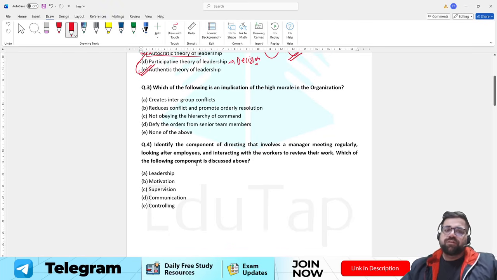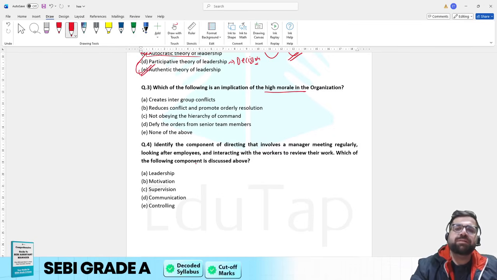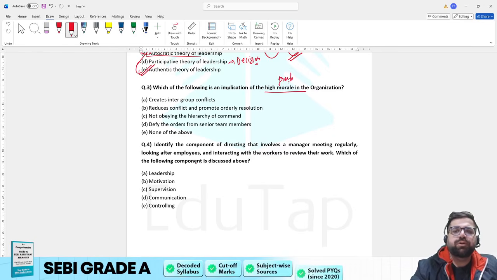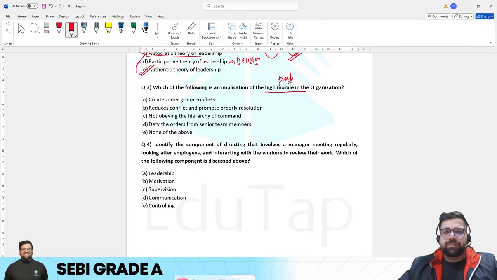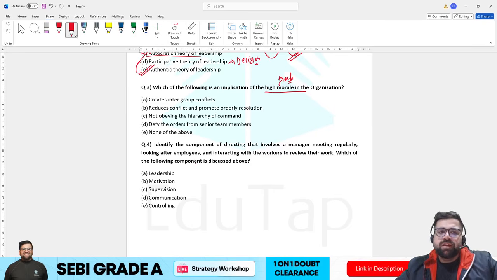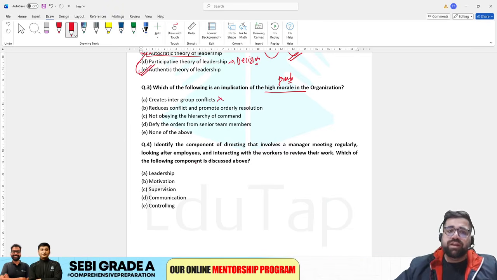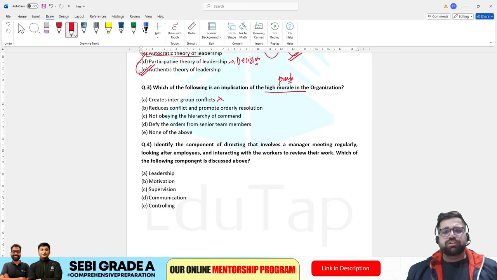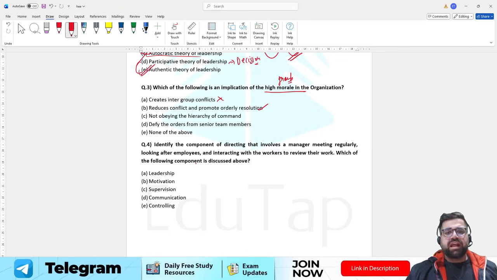Next question. Which of the following is an implication of high morale in the organization? High morale basically means that the group is connected to your company. The people in the group are connected to your company, right? Creates intergroup conflicts? No, because if the morale is high, then why would the conflicts happen? Reduces conflicts and promotes orderly resolution? Yes, this looks correct, but I have to read C and D also. Not obeying the hierarchy of command?